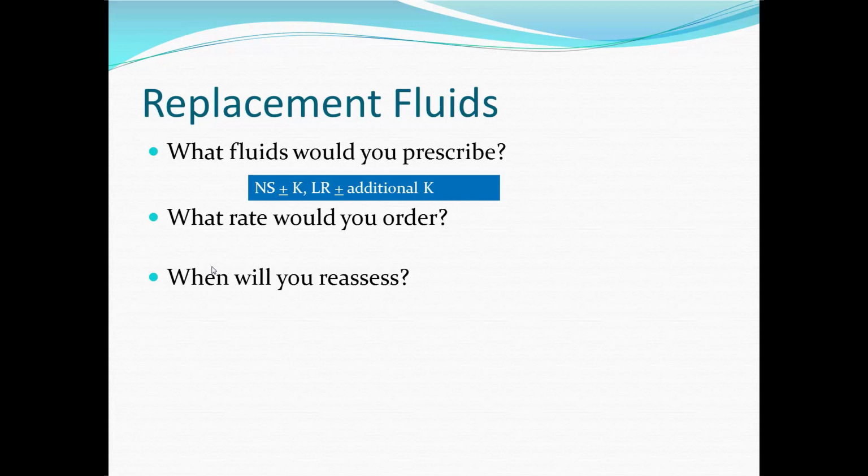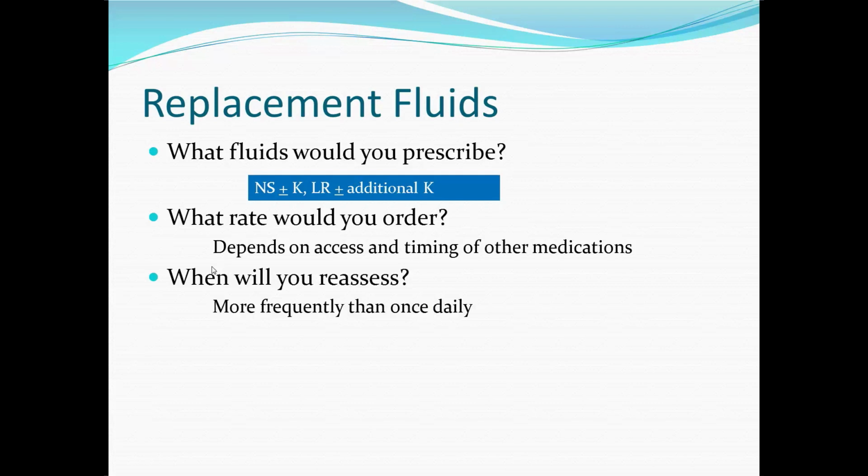Plus some additional potassium to account for those potassium losses from the stomach. Whether or not you add D5 to it is, again, debatable, but some people would suggest that exogenous glucose reduces muscle wasting. And then what rate are you going to order? Well, it depends on access and timing of other medications, but again, taking that total daily volume loss and dividing it by 24 to give you your hourly rate.